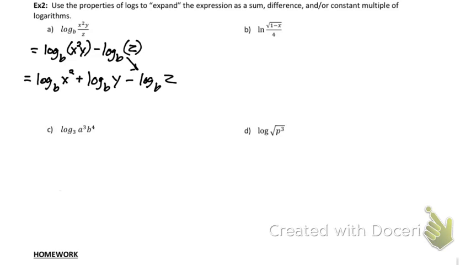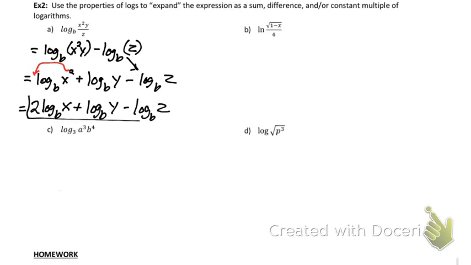The last thing we have to do, because we want to pull this apart as far as I can, this 2 is still condensed. It's pushed into there. So to end this, I am going to pull that 2 out front. That's my last step. So we're going to have that equals 2 times log base b of x plus log base b of y minus log base b of z. And that's fully expanded.